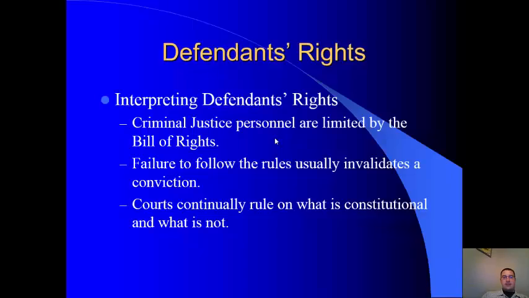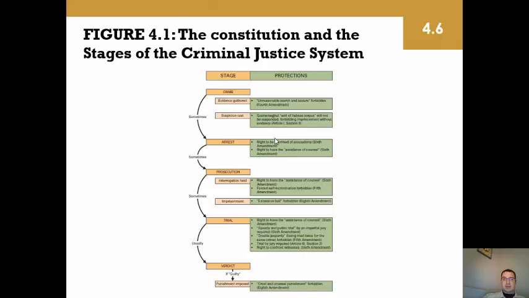Everybody's favorite part, the defendant's rights. In criminal justice, the Fourth Amendment is huge, right? It protects against searches and seizures, because if you get charged with a crime, one of the first things your defense attorney is going to try to do is suppress evidence as an unlawful search or seizure, or confession or something like that. If the police fail to follow those rules, it can get you found not guilty, right? Courts continue to rule on what's constitutional and what's not as technology changes. Can we search your cell phone at any time, or do we need probable cause? All those things come into play.